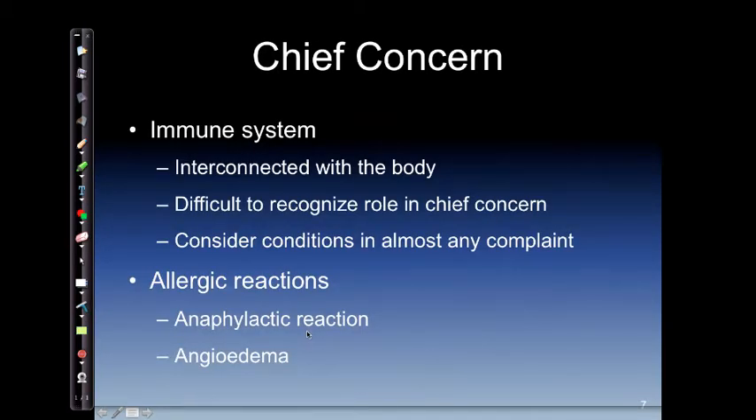Chief concerns: immune system, interconnected with the body, difficult to recognize its role in the chief concern, and the reason being is because some of the symptoms initially can be like abdominal pain might be one of them, or upset stomach. We are not really thinking that they're having an allergic reaction whenever we get symptoms like this. Consider the conditions in almost any complaint.